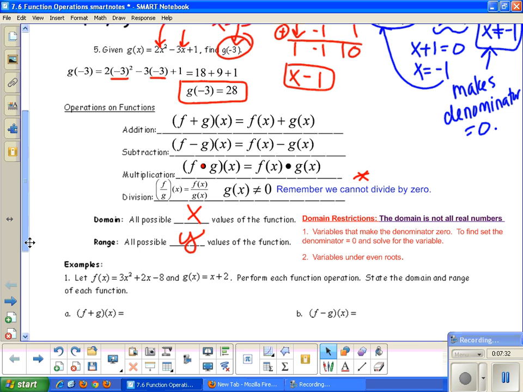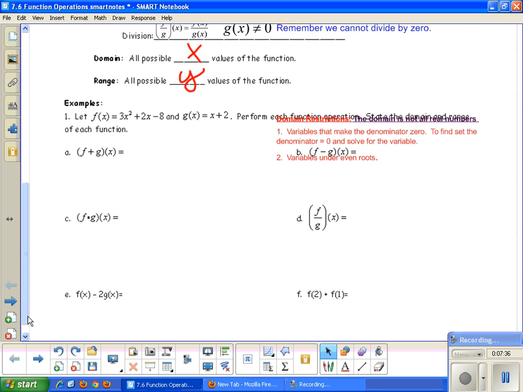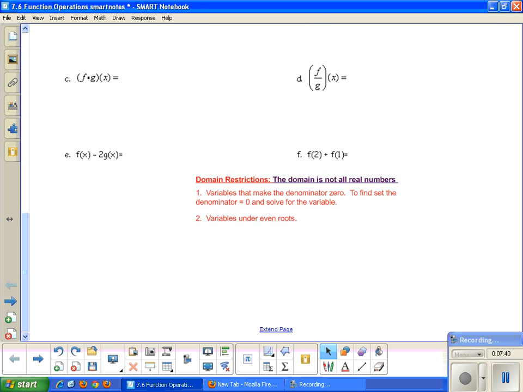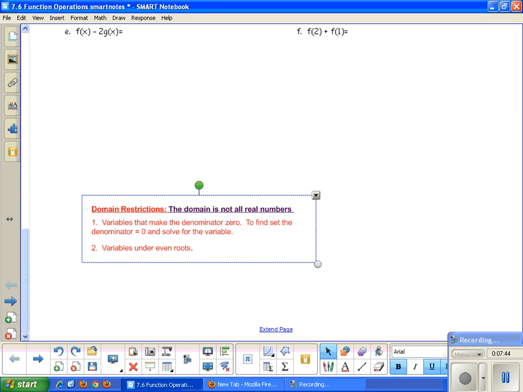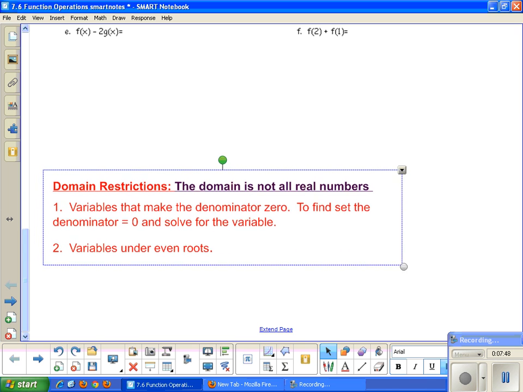So this is a big deal. So I'm going to actually take this and move it down and make it a little bit bigger so that you guys can read it a little better. If I extend my page. So this right here is big. You want to make sure you write this down.